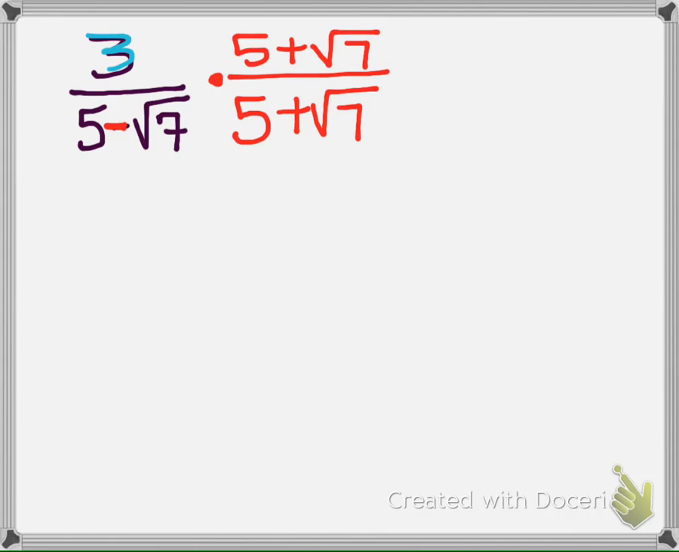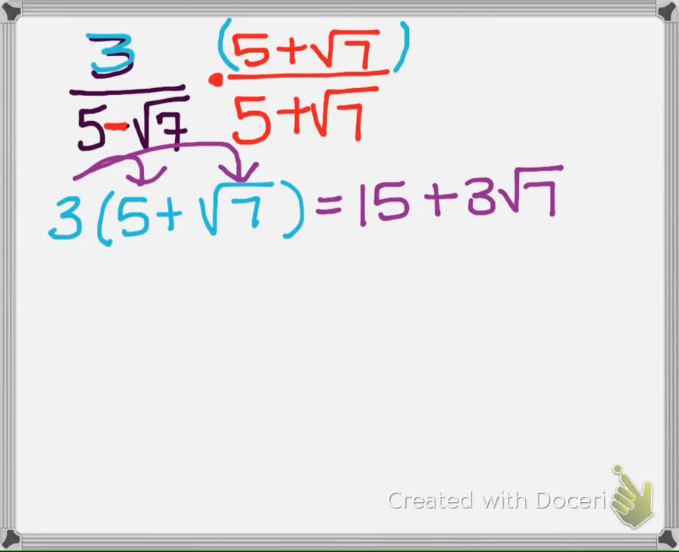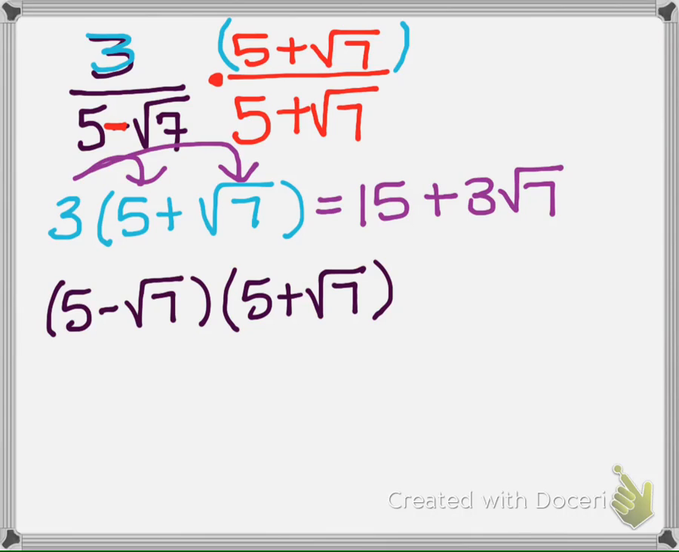So we have to multiply 3 by 5 and radical 7. So 3 times 5 is 15. And then 3 times radical 7 is 3 radical 7. Now we're going to do the same thing with the denominator. So since these are conjugates, these are both the same number and these are opposite, these are a difference of two squares. So instead of foiling this, which you can, instead we can do a shortcut.